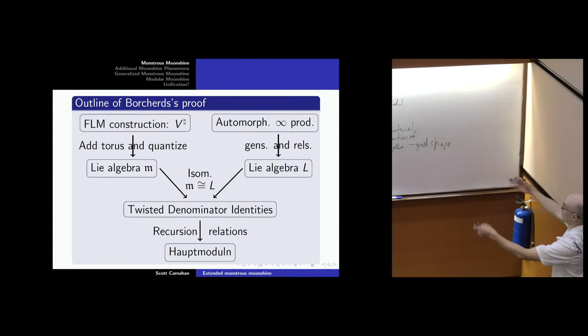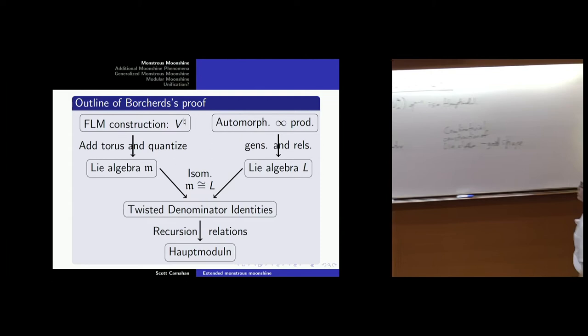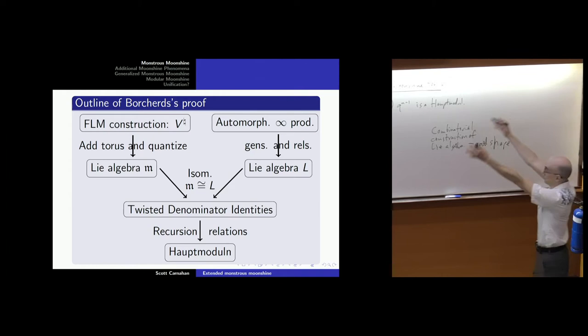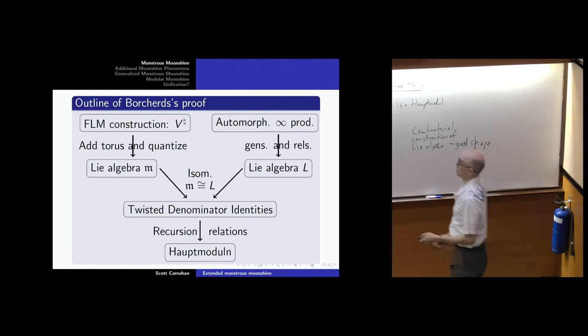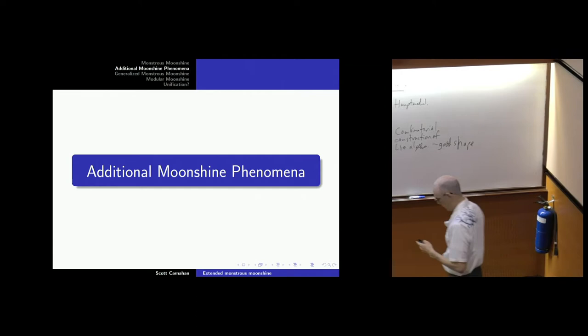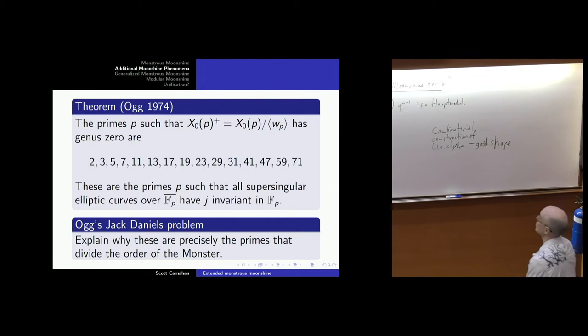And the fact that they are isomorphic then gives us a Lie algebra that both has good shape and has good symmetry. And so from that, you can deduce some recursion relations on traces of elements. And eventually you get a result that these are the genus zero functions conjectured by Conway and Norton. So there are additional moonshine phenomena that were not completely explained by Borcherds's proof.